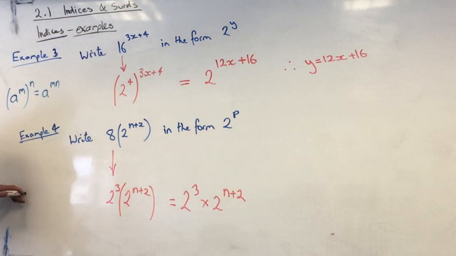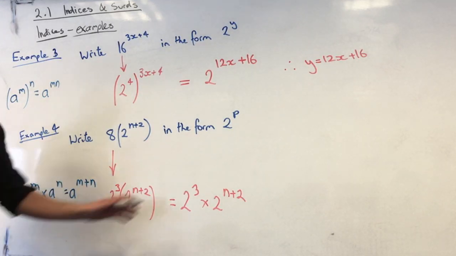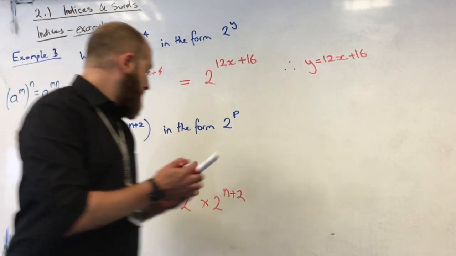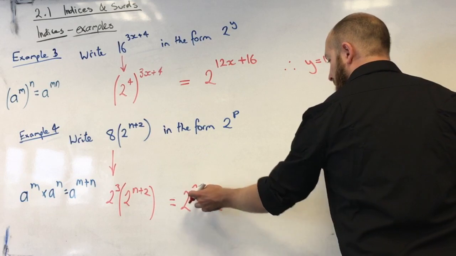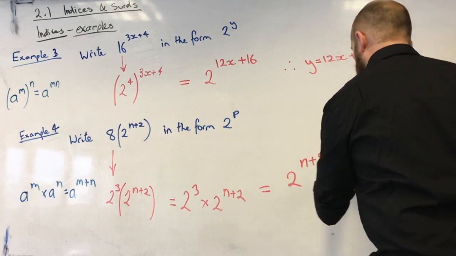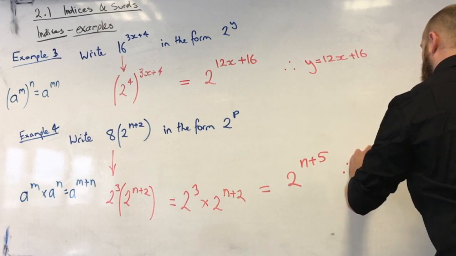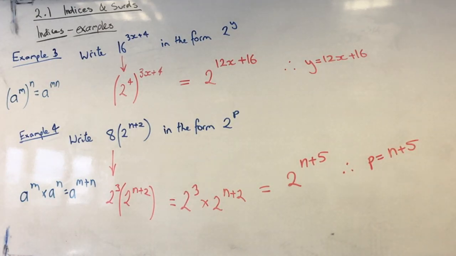And we know from the rule, a to the m times a to the n is a to the m plus n. So we're going to add these powers together. We get 2 to the power n plus 3 plus 2 is going to be n plus 5. Therefore, p equals n plus 5. Right, 2 more coming up.